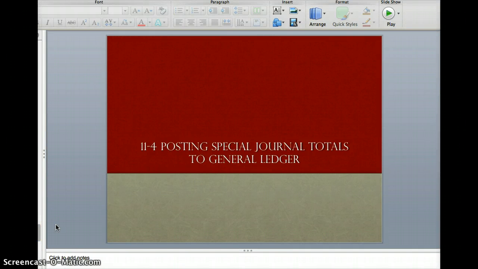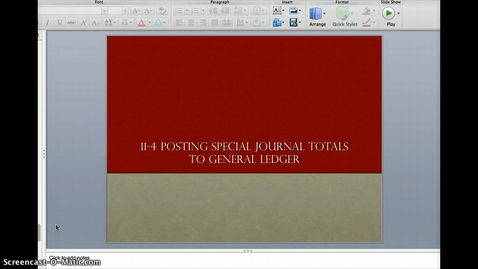This is section 11.4, and now we're going to post our special journals. If you look in your book starting on page 20, the special journals that we're going to post to the general ledger are the purchases journal, the cash receipts journal, and the cash payments journal. And also the sales journal. I think I skipped that one. So we need to do those journals, posting them.